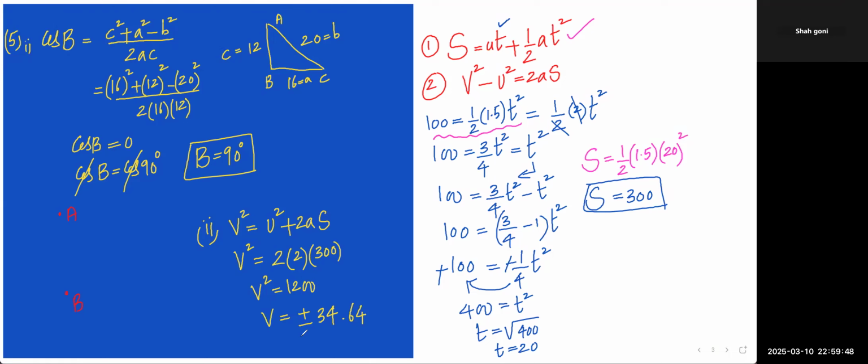Question number 7, if you see, an extension to the roof of a house is shown in the figure below. For these questions, you should get some knowledge about mensuration.